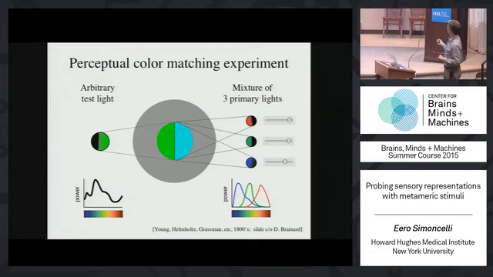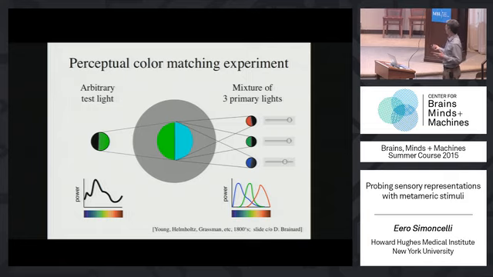On the right side are three primary lights. And the job of the observer in this experiment is to adjust, let's say, sliders or knobs in order to change the intensity of these three lights to make the light on the right side of this split circle look the same as the light on the left side, okay?